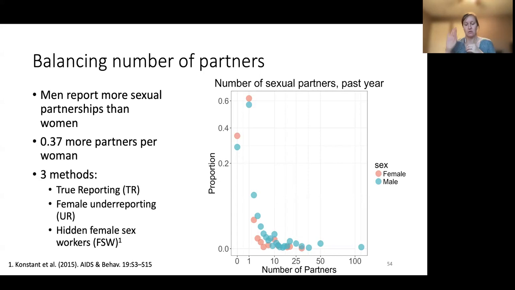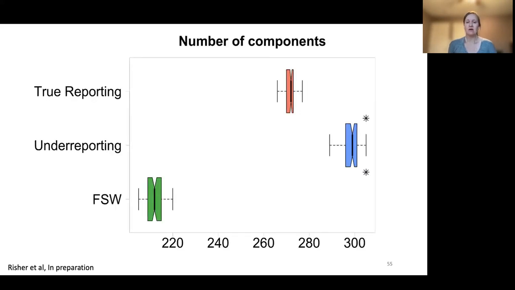The next two, we basically assume that what men report is accurate, which obviously has issues, but we do it for demonstration, more for theoretical purposes. So we're assuming that men's reports are accurate and that women are systematically underreporting their partnerships. And then the next is that men are accurately reporting, but that all of the extra partners that men are reporting are in some hidden female sex worker population that we're not capturing in our population-based survey.